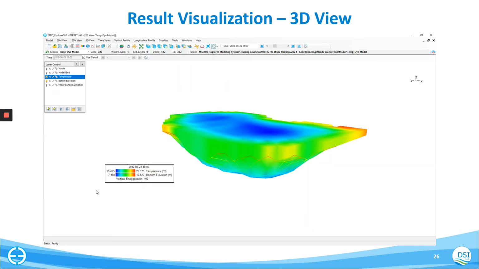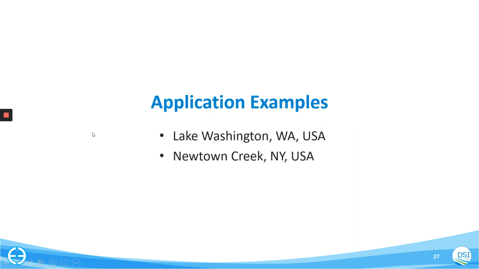This is a three-dimensional view, and so you can see the temperature for the whole lake as a whole. You can see the temperature from low to high, and as you can see, the center areas are at lower temperature and the peripheries are at higher temperature. And these are a couple of examples that we'll talk about.